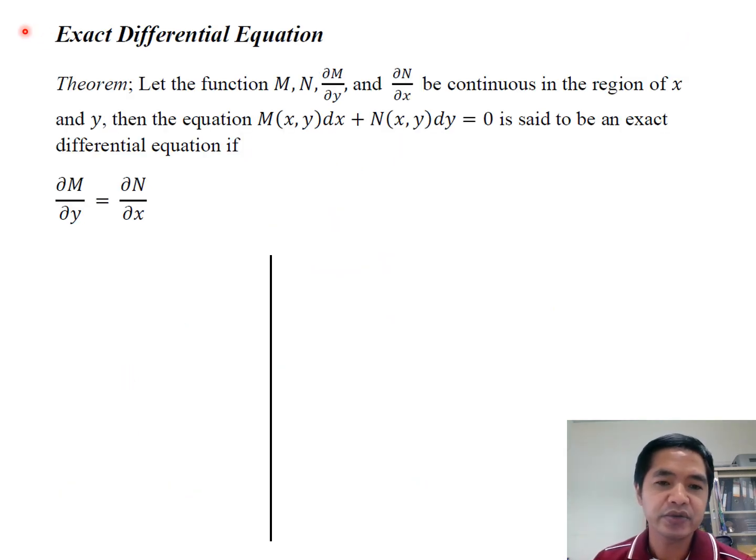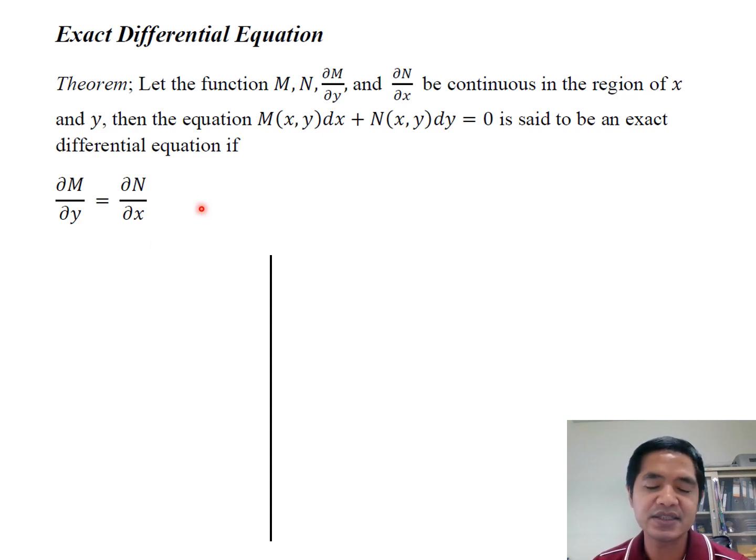Now the second method that we use to solve ODEs is the exact differential equation. Okay, now let's take a look at the theorem first. Let the functions m, n, and the partial derivatives of m with respect to y and of n with respect to x be continuous in the region of x and y. Then the equation m, a function of x and y, dx plus n, a function of x and y, dy equal to 0 is said to be an exact differential equation if the partial derivative of m over partial y equals the partial derivative of n over partial x.